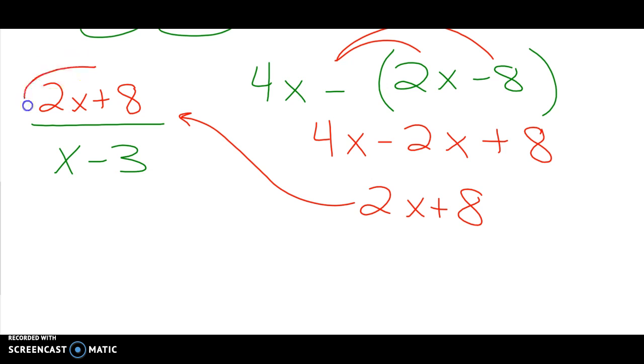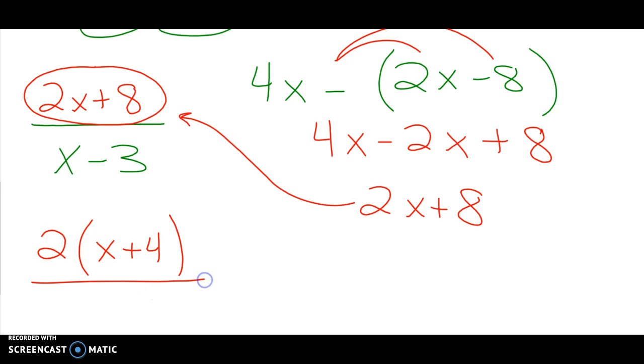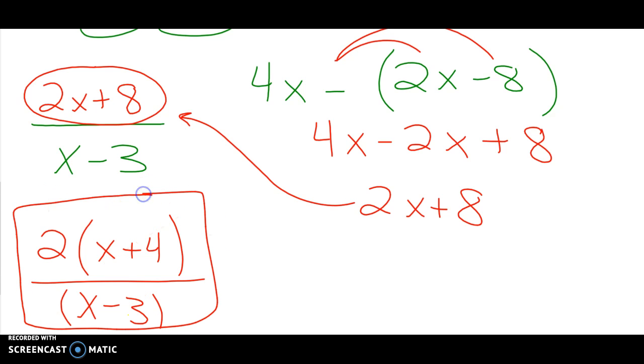What can I pull out of 2x plus 8? A 2, which leaves behind x plus 4. So obviously that's not the same thing as the denominator, and the signs were different. But if that ended up being the same as x minus 3, they would cancel and your answer would just be 2. So be careful. Sometimes that does happen. So this would probably be your best answer.